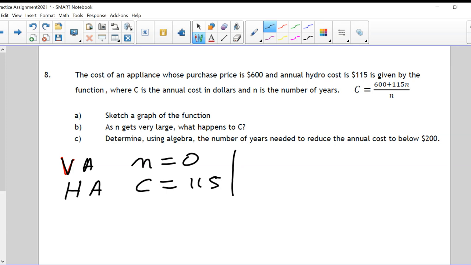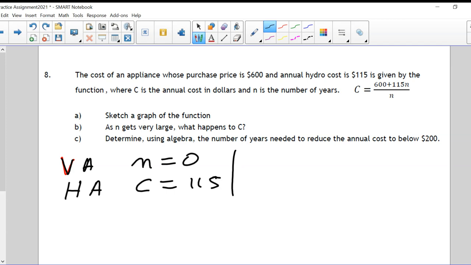This graph's vertical asymptote is the n equals 0 line, the y-axis basically. It's not going to cross that line, right? It's never going to cross that line. So it means that there is no c-intercept. There is no c-intercept. So that should help us to try to put this together.